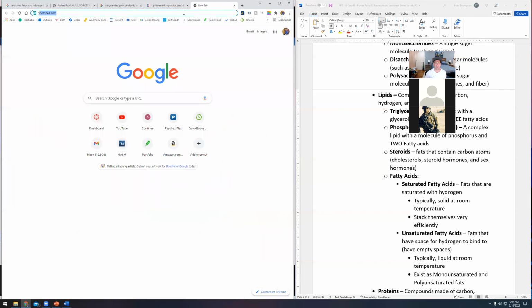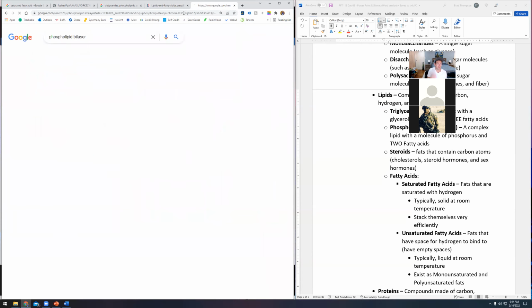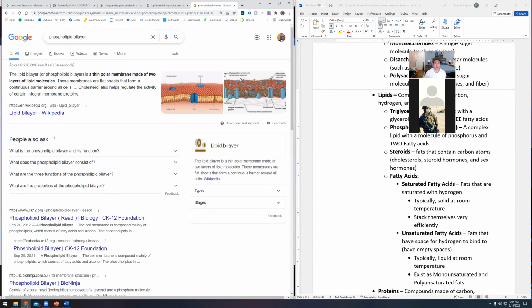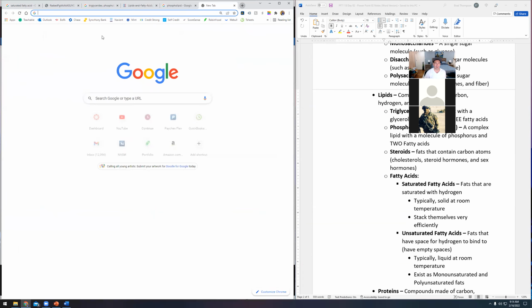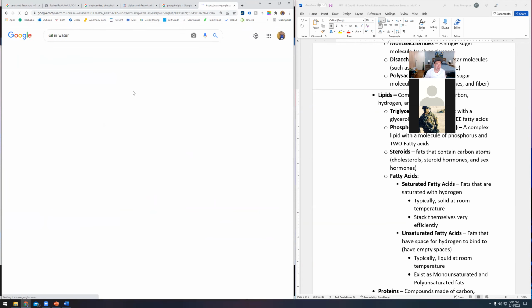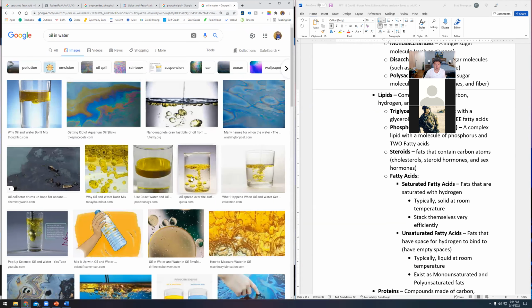So when you put oil in water, you'll notice it always does the same thing. It makes those big globules, right? They look like bubbles almost, right?